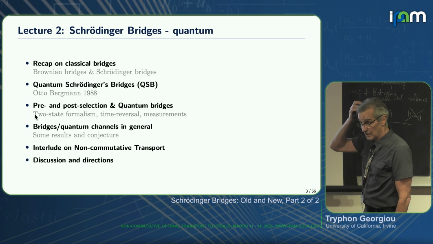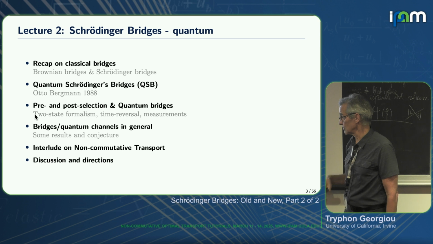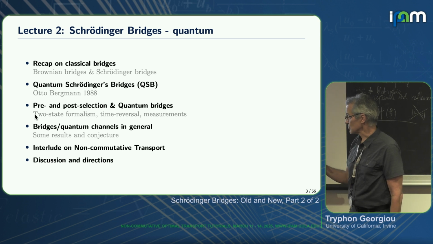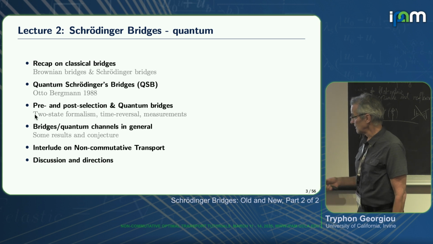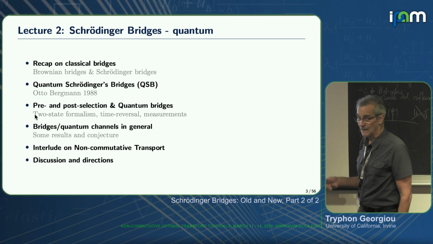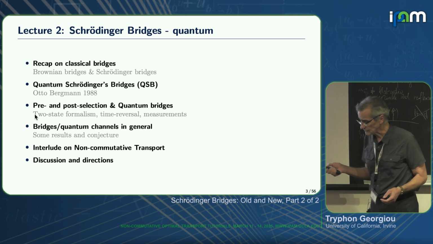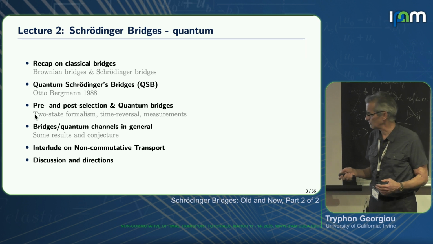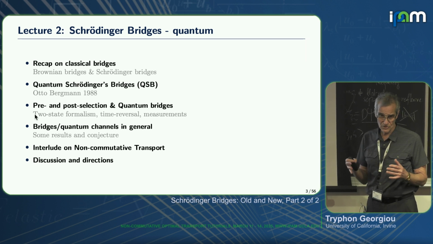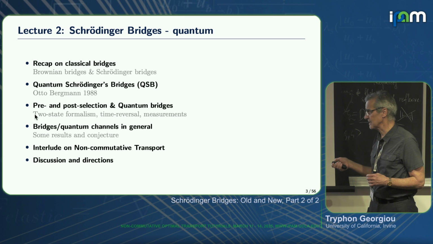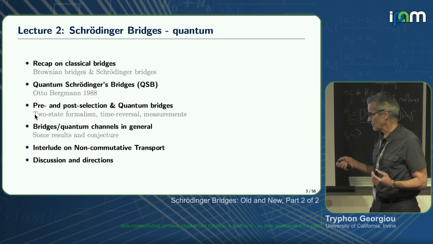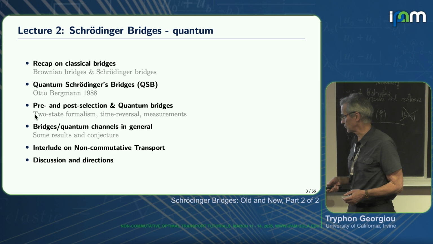So I'm going to do a little recap on classical bridges to set the tone. Then I'll talk a little bit about the first attempt to build some quantum bridges by Otto Bergmann. And then a parallel development in physics on certain ideas by Aharonov and some of his collaborators on creating what's called the two-state formalism, which very much echoes some of what Schrödinger probably wanted to do.